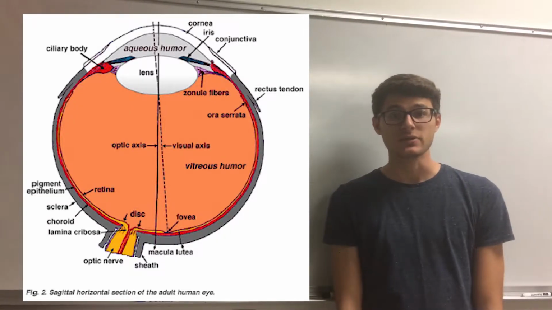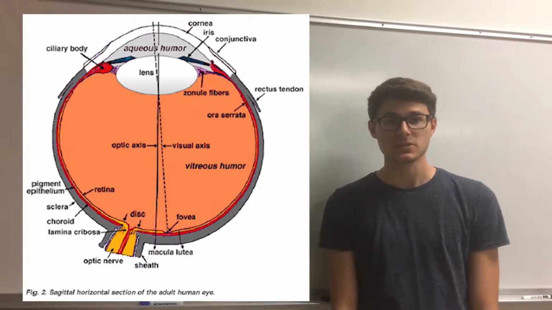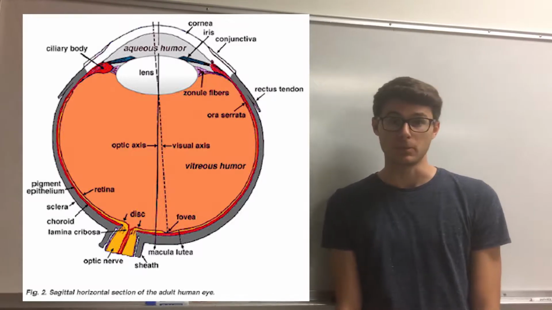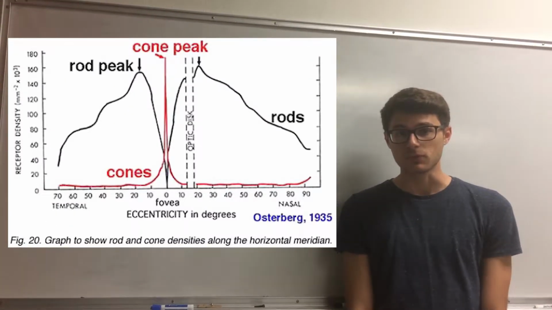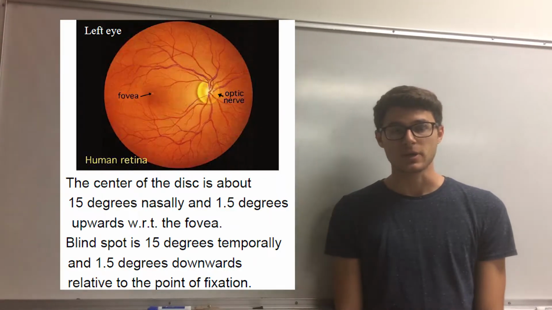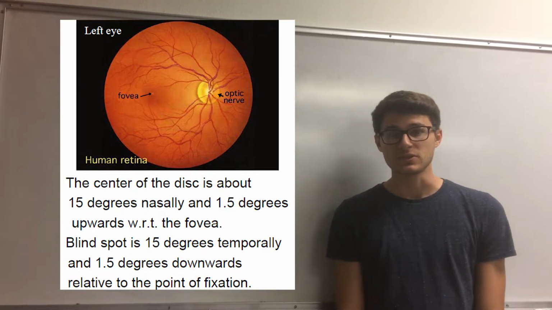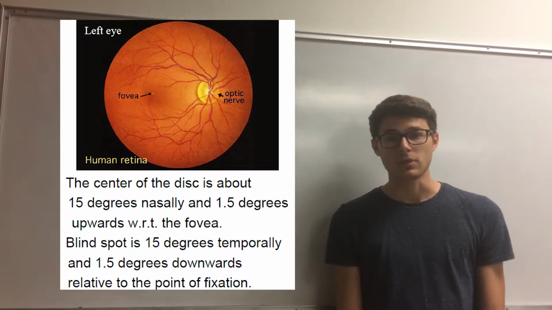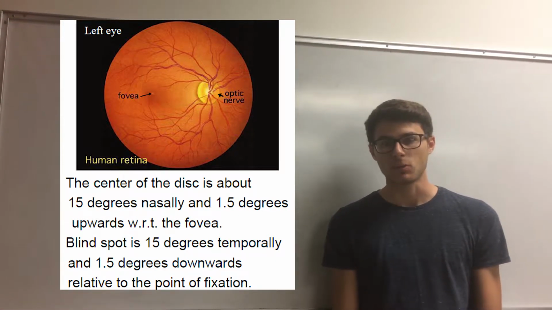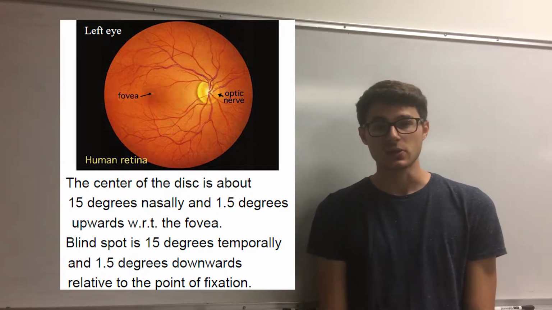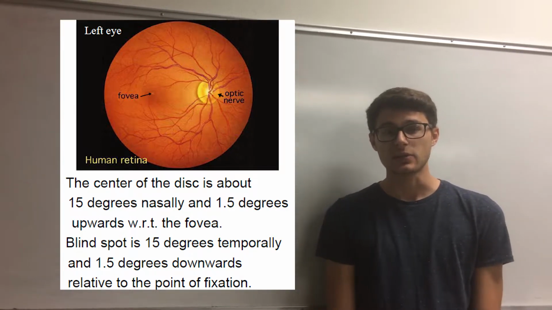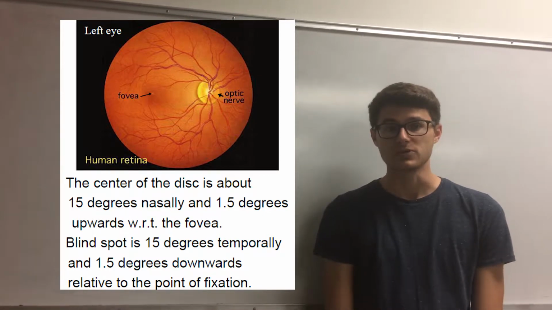At the back of the human eye, there's the optic nerve, which transmits the sensory information from the photoreceptors to the brain. The optic nerve doesn't have any photoreceptors on it itself, and as a result forms a blind spot. This blind spot is located about 15 degrees towards the center of your body from the fovea, or the focus of the eye, and about 1.5 degrees upwards from it. In object space, the blind spot is located approximately 15 degrees laterally and 1.5 degrees downwards from the point of fixation.